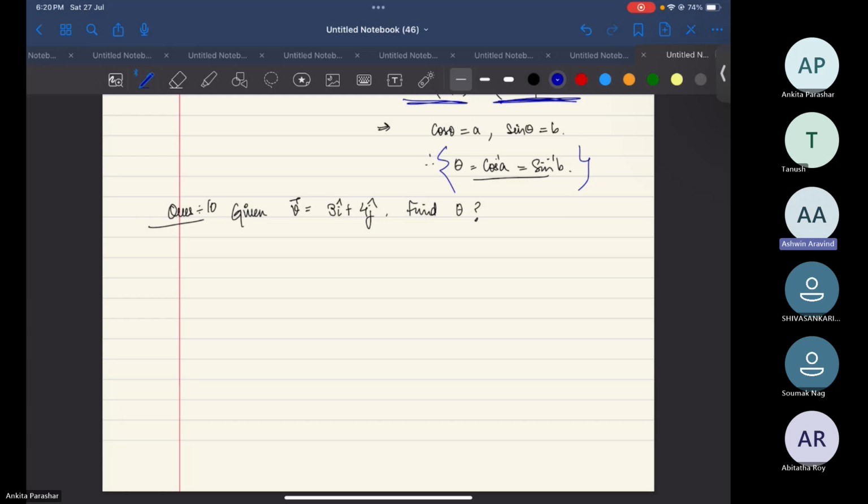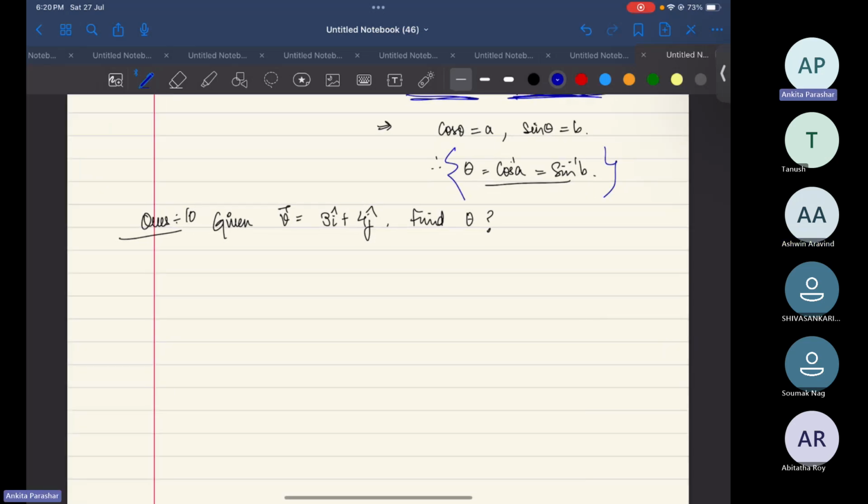Ma'am, the unit vector is 3 by 5, 4 by 5. So cos theta is equal to 3 by 5, so theta is cos inverse of 3 by 5. Okay, let me just check. So here the vector is nothing but 3 by 5, 4 by 5. That's correct. And then what did you say?